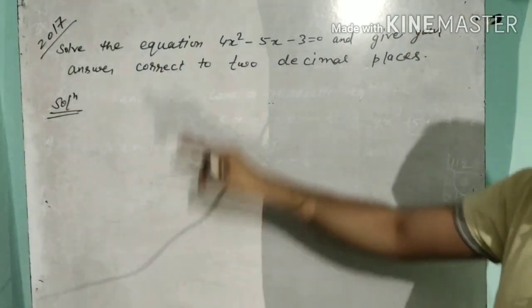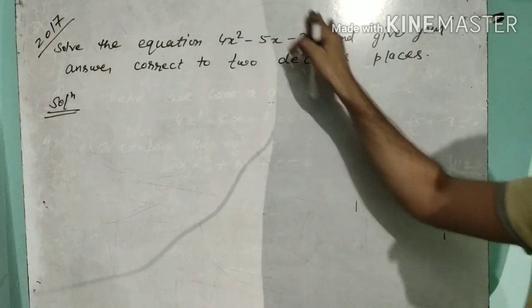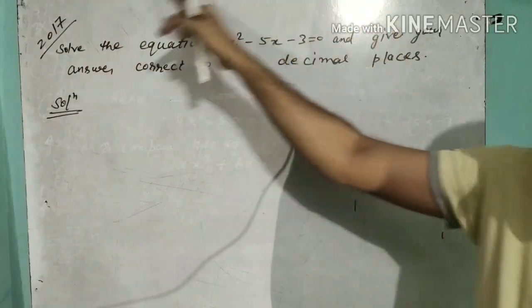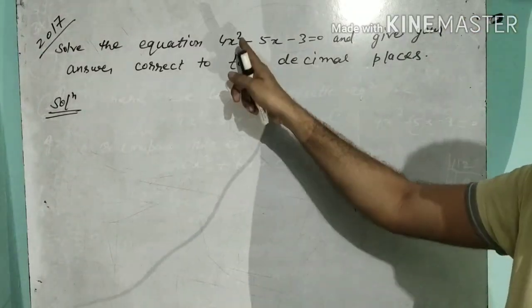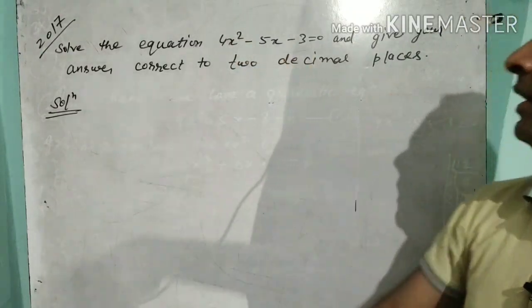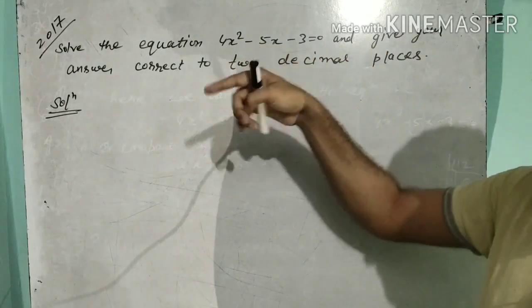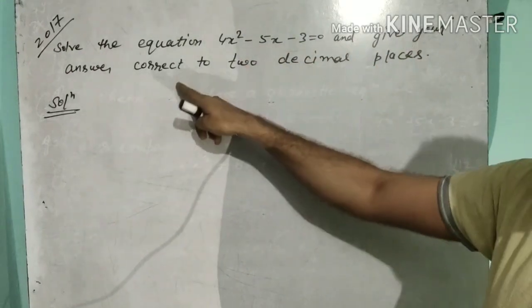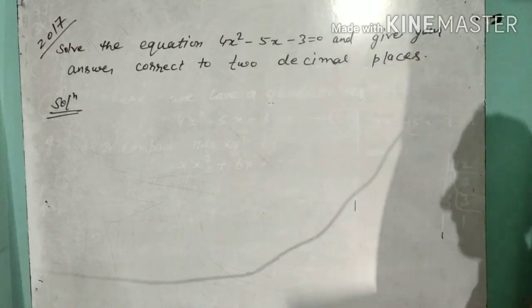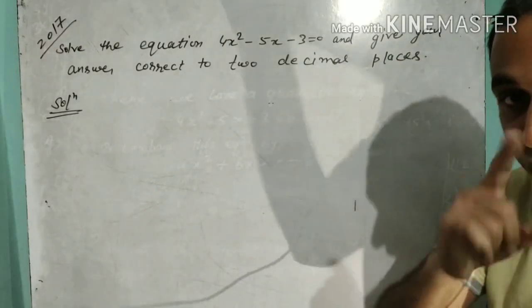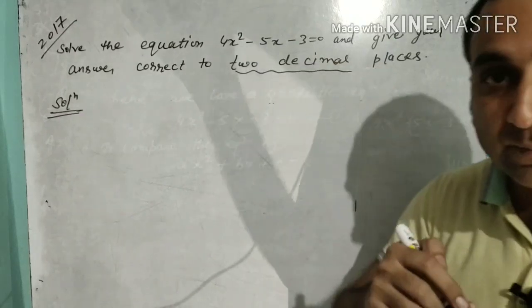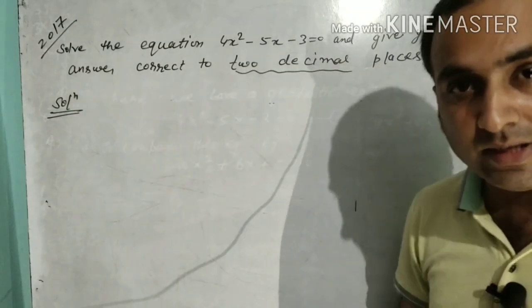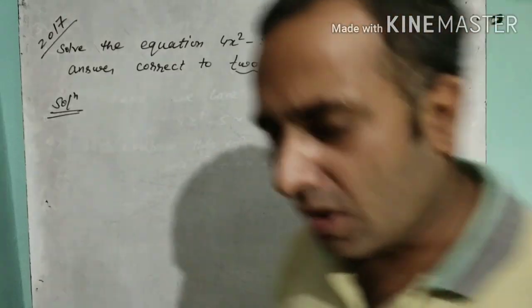So the question is, solve the equation. At first we have to solve this equation. It's a quadratic equation, and how many roots will there be? There will be 2 roots, because the variable has degree 2. Give your answer correct to 2 decimal places, which means after the point there should be 2 digits. So now I am going to start.